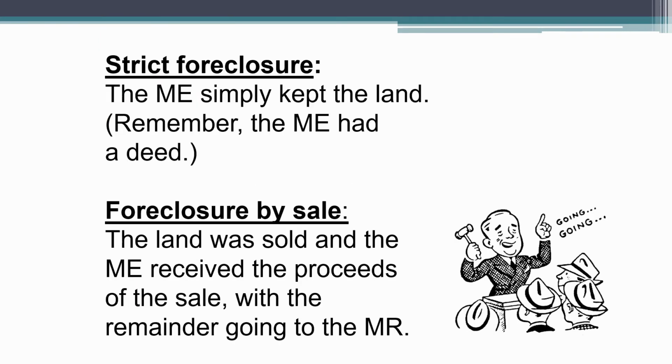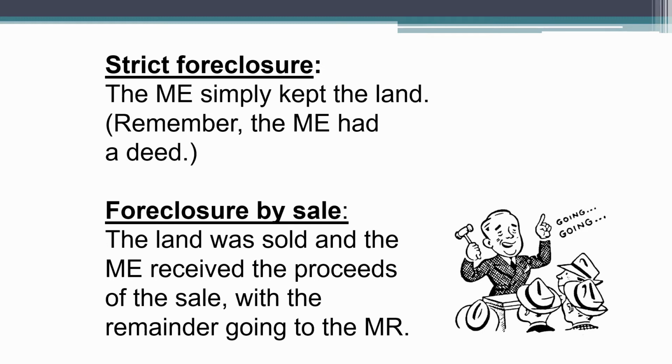Foreclosure in those days was what we today would call strict foreclosure. What that meant was the mortgagee simply kept the title to the land. Remember, the mortgagee had a deed, originally a deed of a fee simple on condition subsequent, but if payment wasn't made by the mortgagor within the time allowed by the equity court, that right to pay would be foreclosed and the mortgagee would simply keep the title to the land.